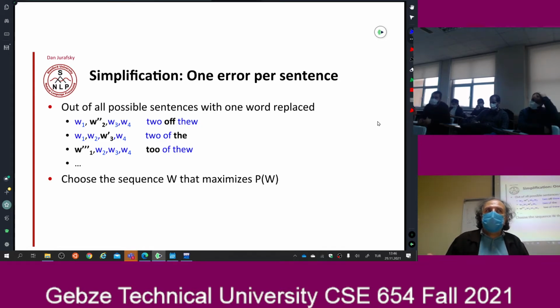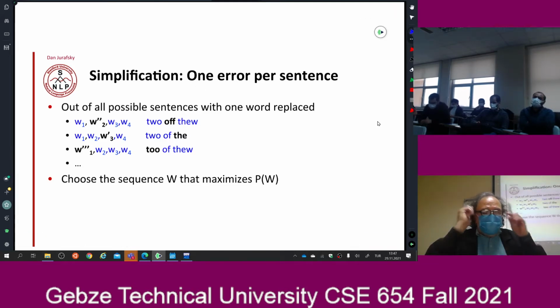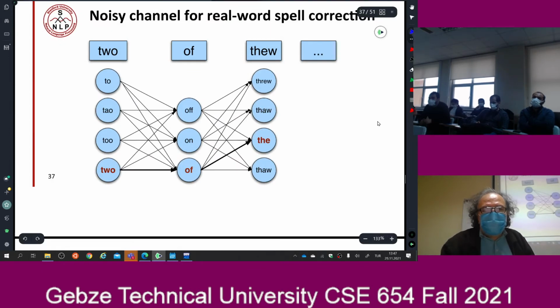Seeing the non-words is easy. Real words are the difficult ones. Maybe I can assume that every 10 words, I will make a real word spelling mistake. So the assumption is this: 1 error per sentence. So I am going to run this.